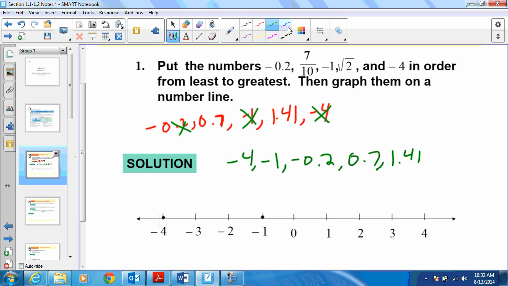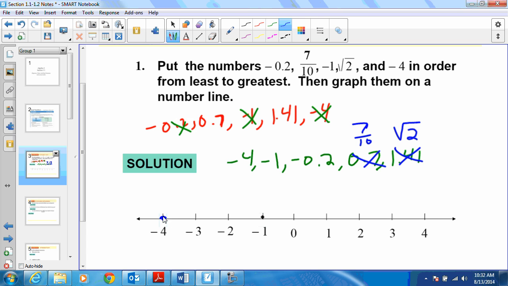The last thing we need to do is change them back to their original form. -4 was -4 originally. -1 was the same. -0.2 was the same. 0.7 was actually 7/10, so we need to change that back to what it was. And 1.41 was originally square root of 2. So that's how we need to rewrite it at the end so that we have them all in the correct order. And then we need to plot these.